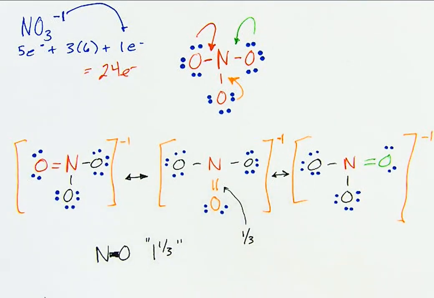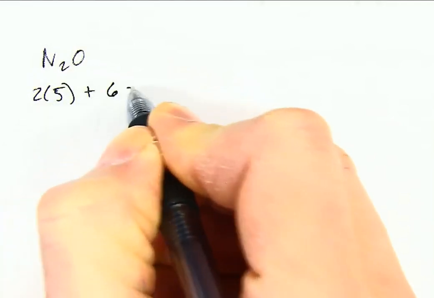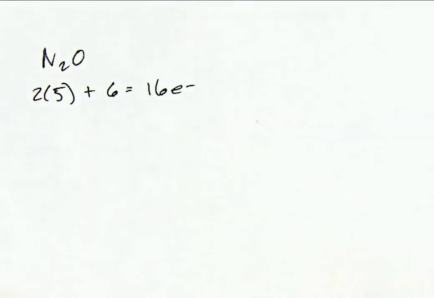I think it'd be a good idea if maybe we tried one more. Let's see what happens if we try N2O. I don't really know if that's going to have resonance or not. I know that it's not an ion. I have 2 times 5 plus the 6, so we have 16 electrons going around N2O.